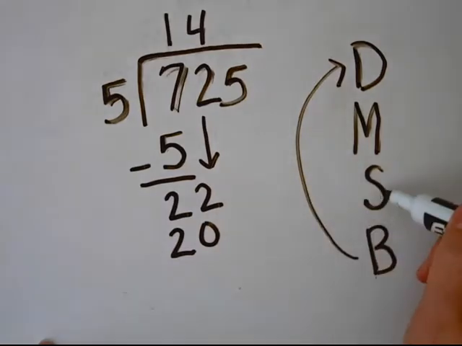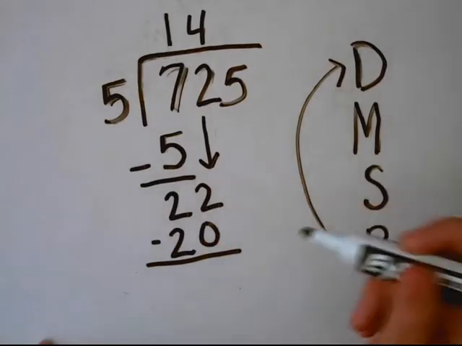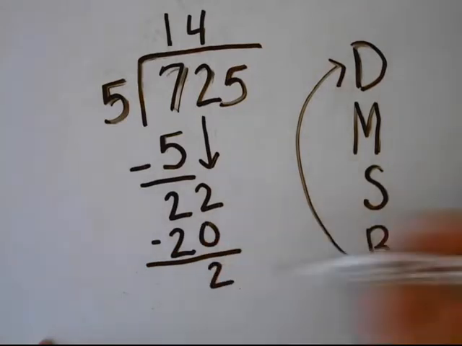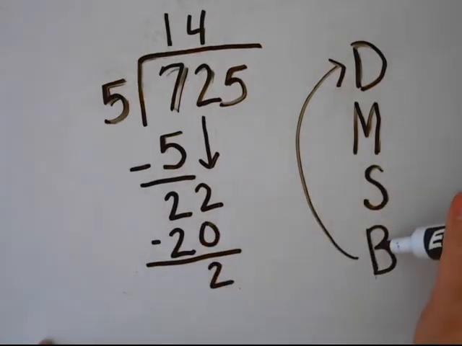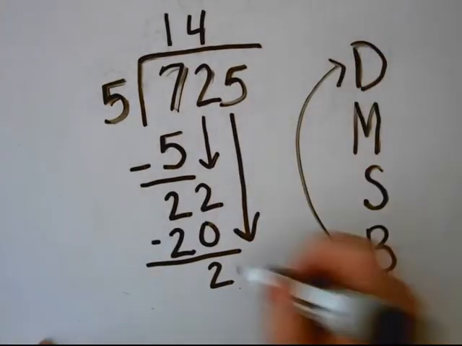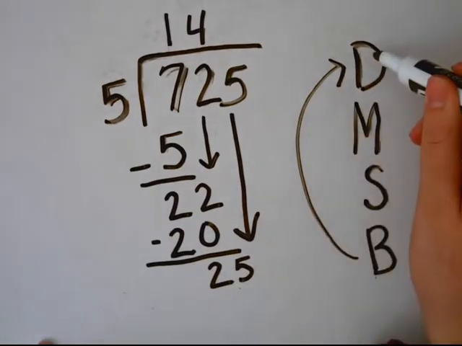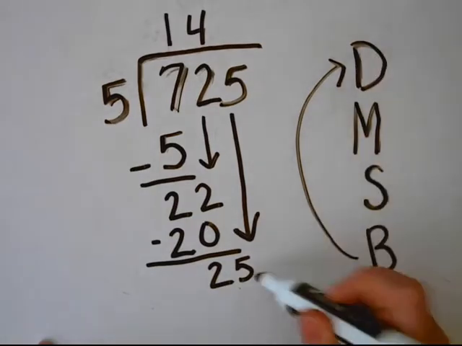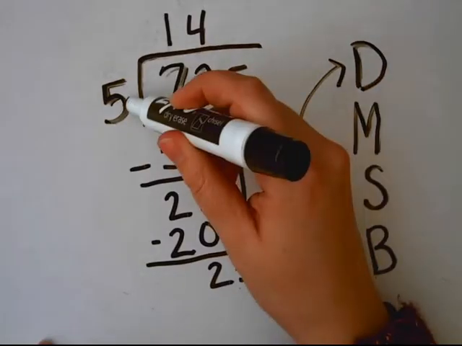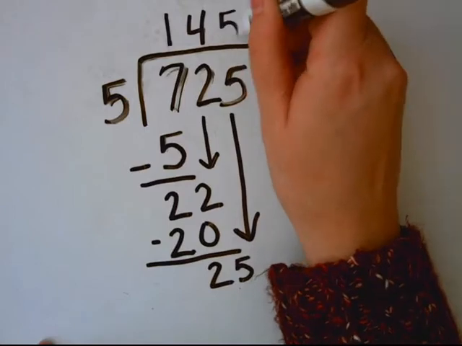The next step is to subtract. 22 minus 20 is 2. Lastly, I have to bring down. Bring down the number in my ones place, which is a 5. I'm going to start back up at the top, divide. 25 divided by 5. I know that that can go evenly, which is 5.